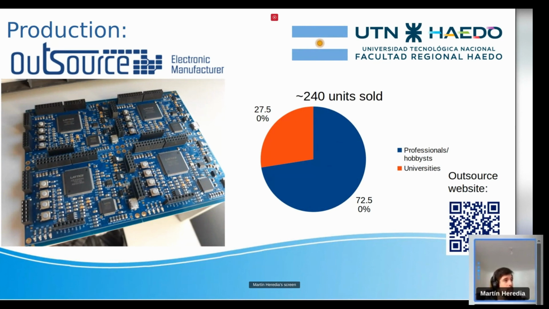I wrote an email to them, and they kindly shared with me the numbers of units sold during the last years. As you can see, they sold around 240 units, of which almost 30% went to universities, and the rest went to professionals and hobbyists. I also put a QR code here to the website of the company in case you want to learn more about them.